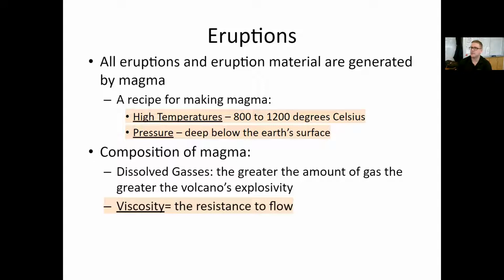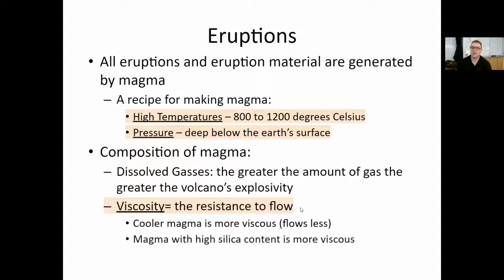If I'm looking at something and trying to describe its viscosity, I'm going to look at what it's comprised of, and whether it's moving very quickly or not very quickly because of that material. So viscosity is the resistance to flow. You'll hear people describe something as being highly viscous or having a low viscosity.